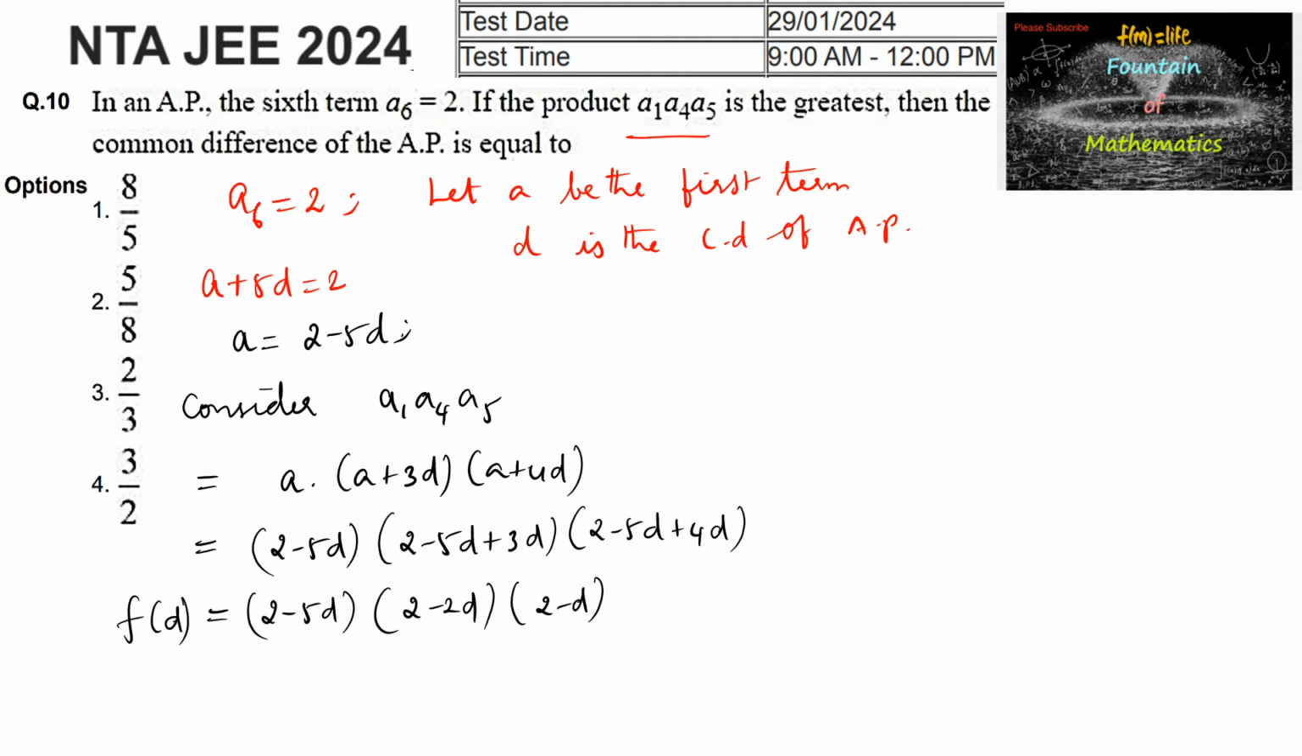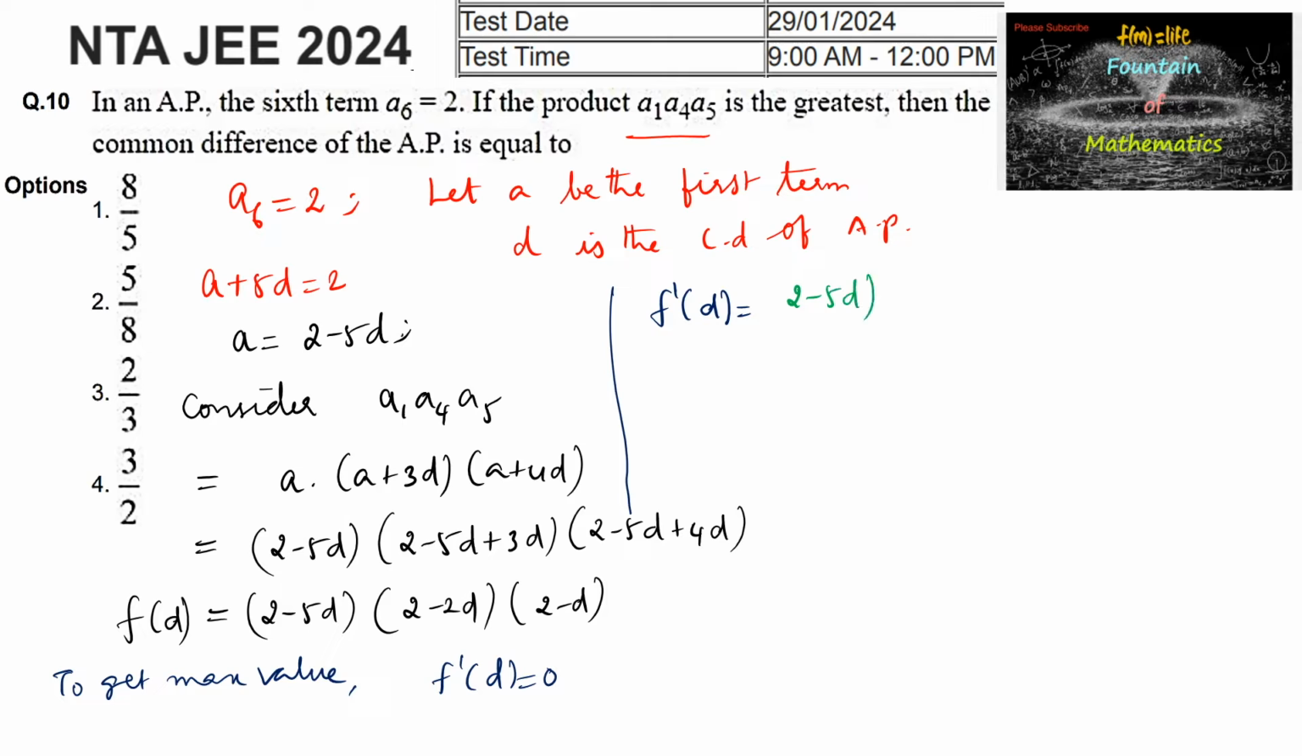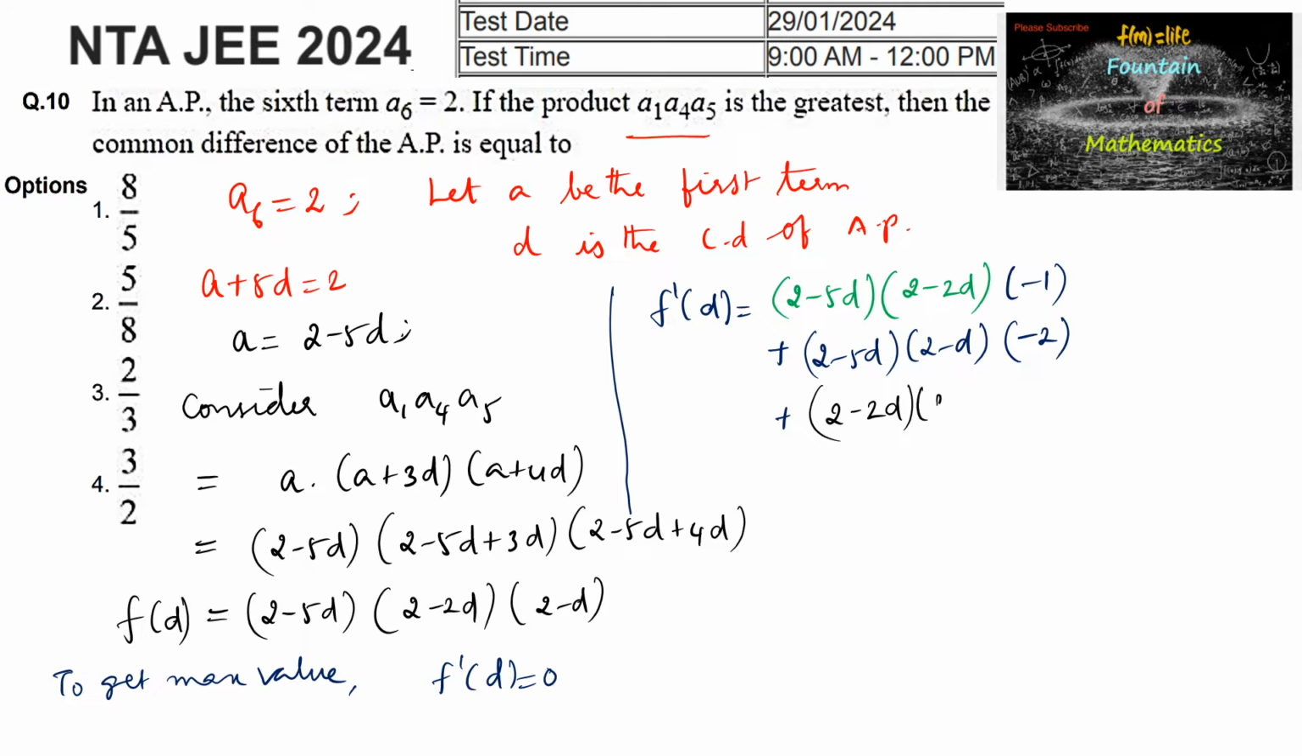And to get the product greatest, let us use the concept of applications of derivatives. So to get the maximum value, we need to consider f dash of d is equal to 0. So let us differentiate. f dash of d is equal to 2 minus 5d into 2 minus 2d into differentiating 2 minus d, which is minus 1, and again plus, now consider the second term 2 minus 5d into the last term 2 minus d into differentiating the second term, so we'll get minus 2, plus again differentiating the first term, remaining the two terms as they are, 2 minus 2d into 2 minus d into differentiating 2 minus 5d, which is minus 5.